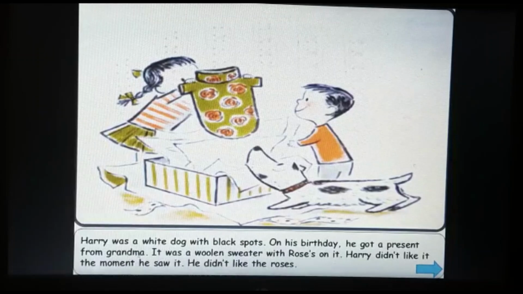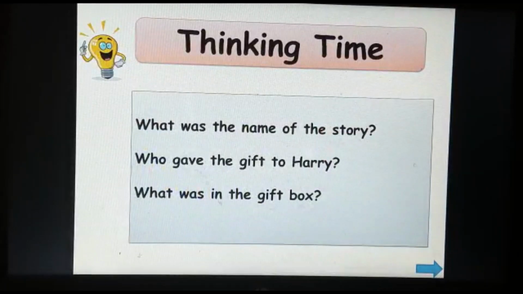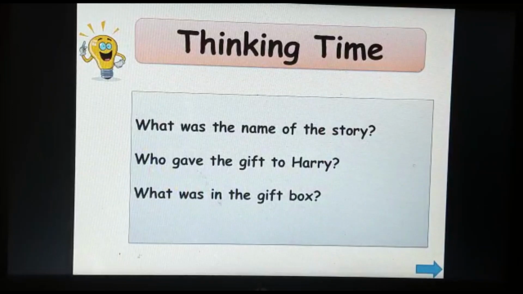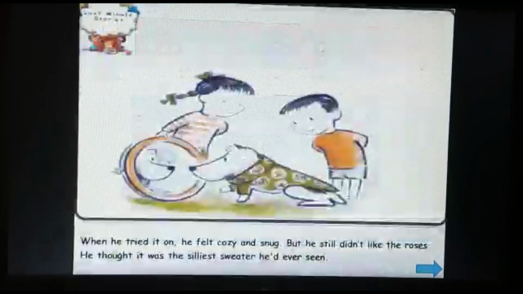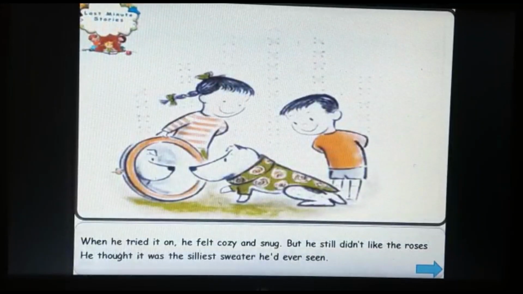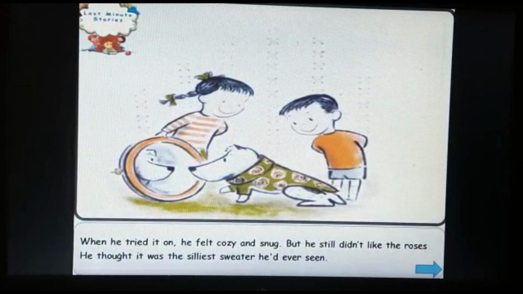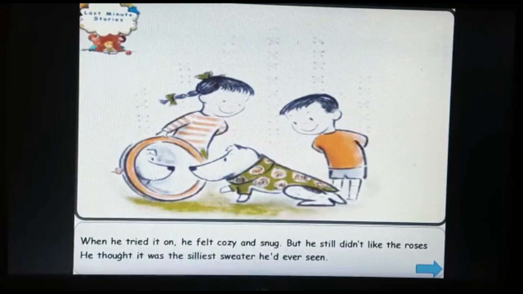So, lots of questions are coming up for the children. So, make sure that they are totally engrossed and involved in the lesson. Here comes the thinking time questions. What was the name of the story? Who gave the gift to Harry? And what was in the gift box? These are the questions. After the child answers, we are going to go further.